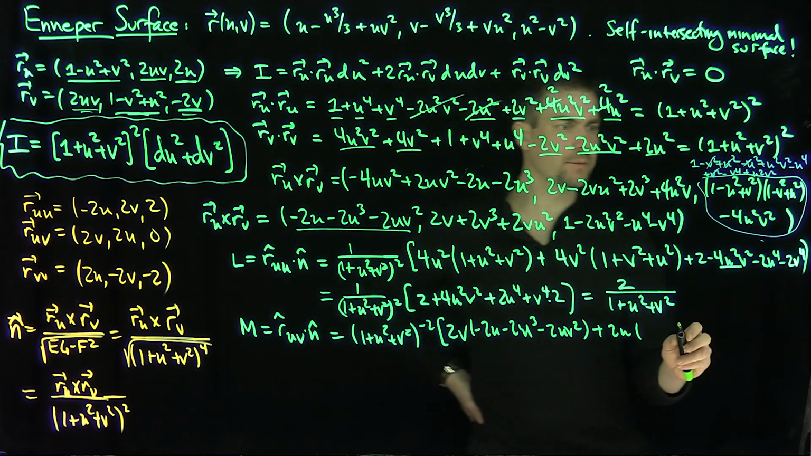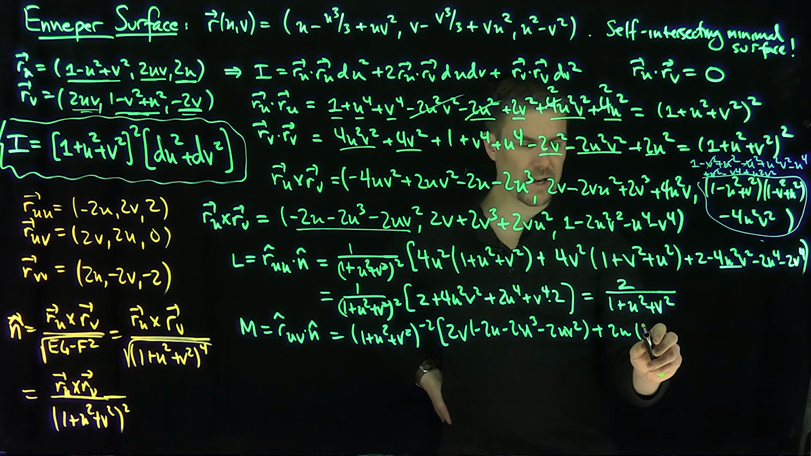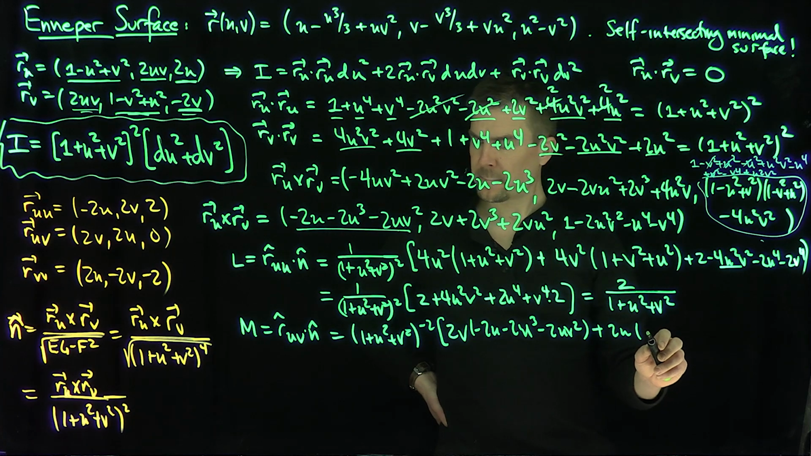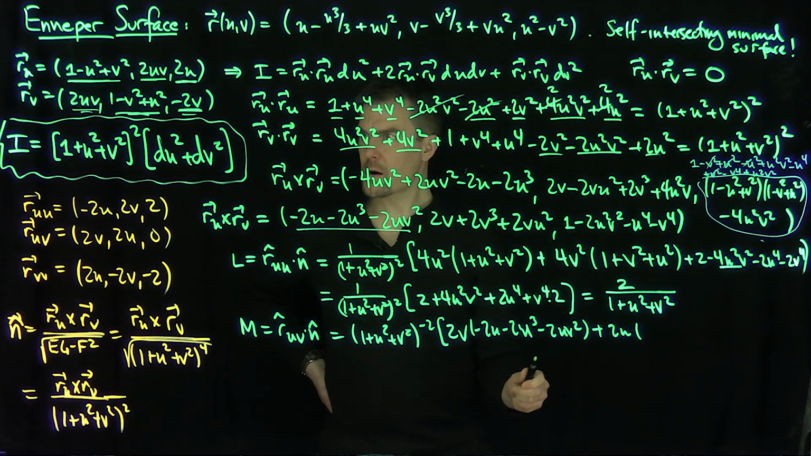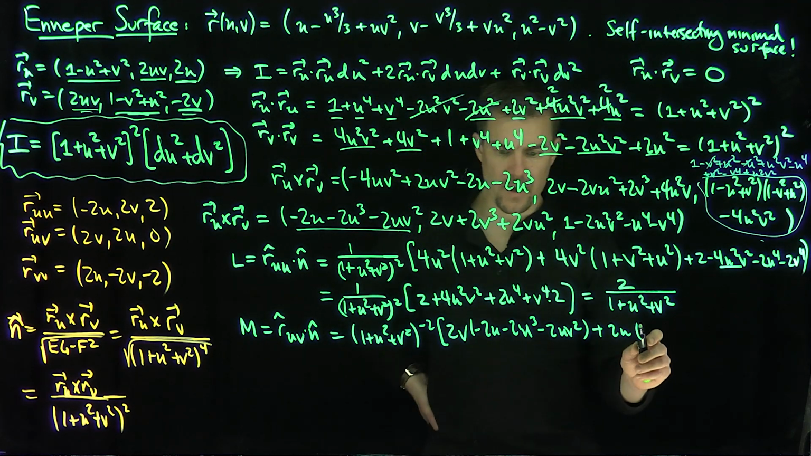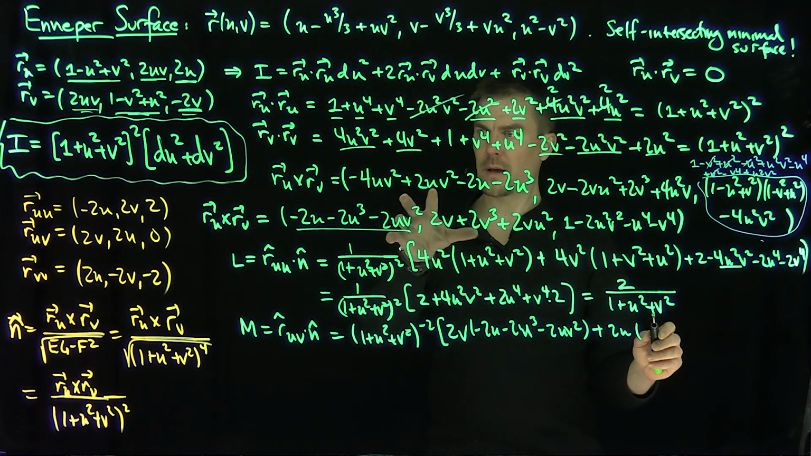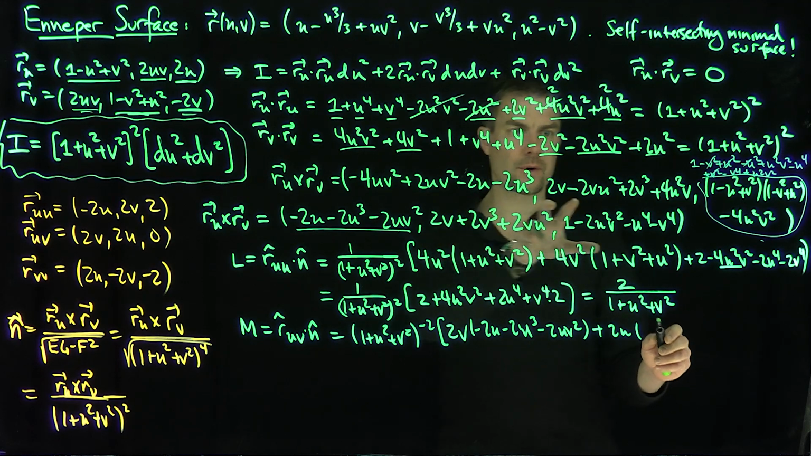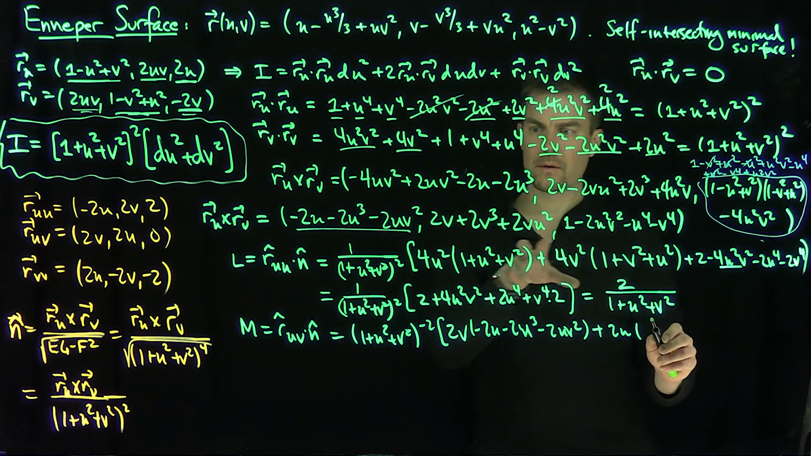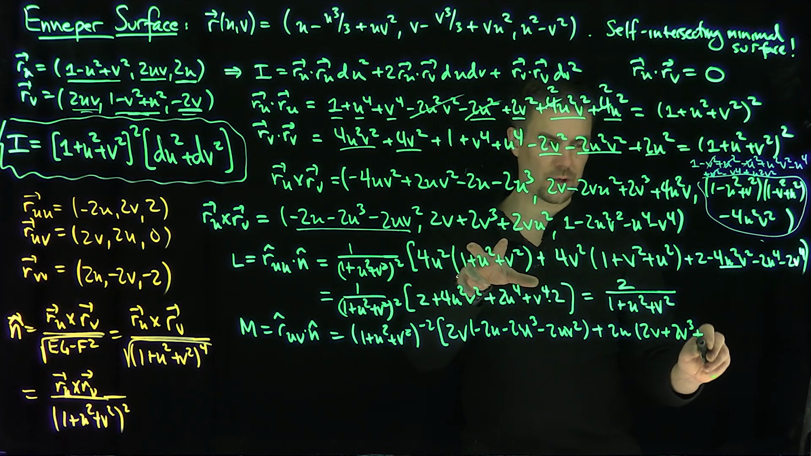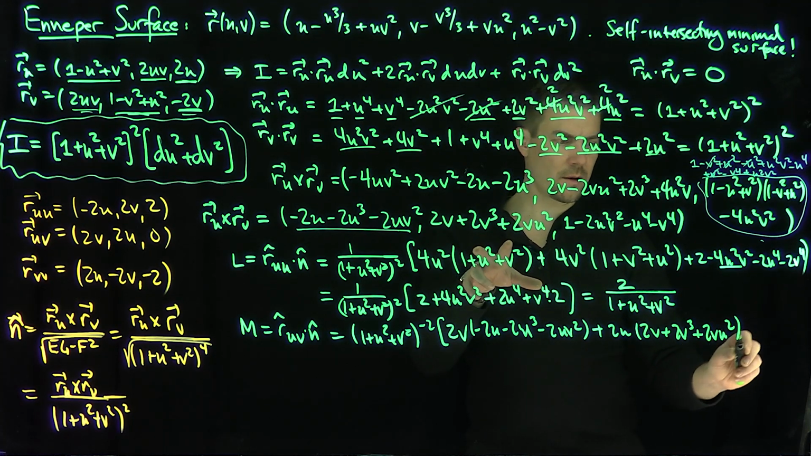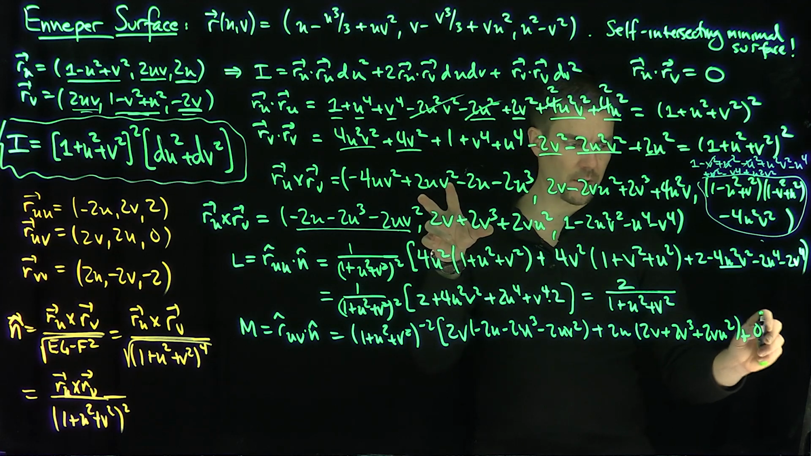Which is exactly what we have over here. Good. And then a 2, where's my expression? So it's right over here. Right here. 2v plus 2v cubed plus 2vu squared, and then plus a 0, right?